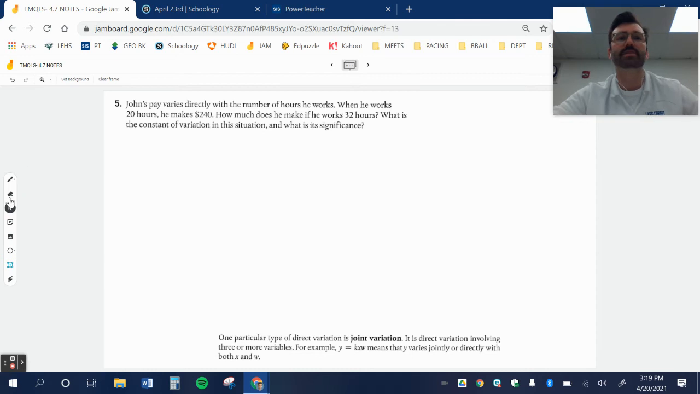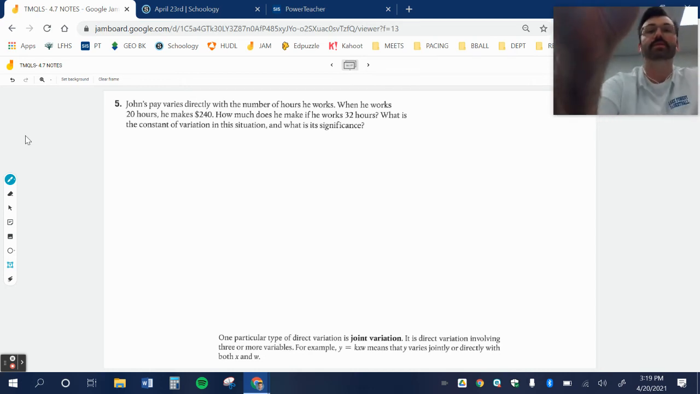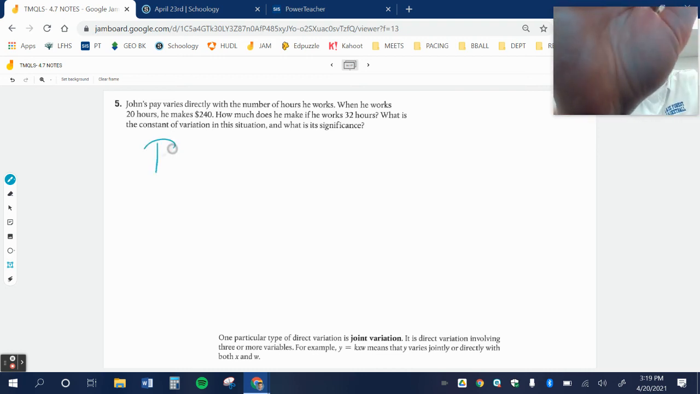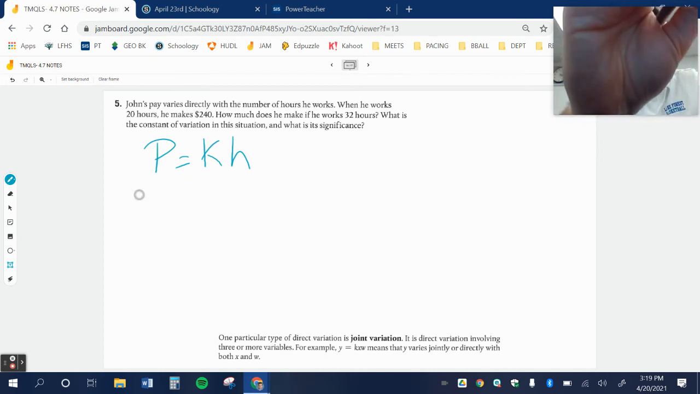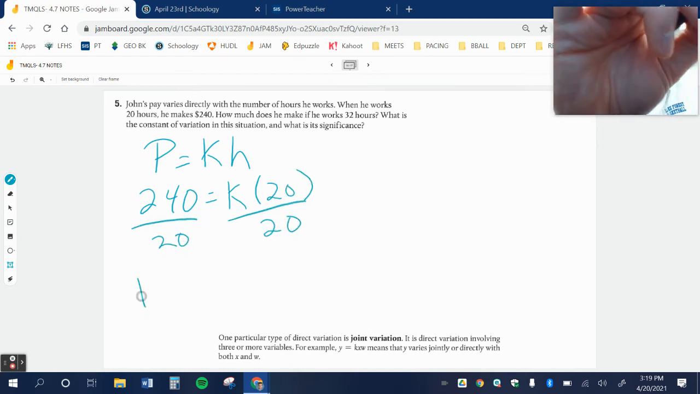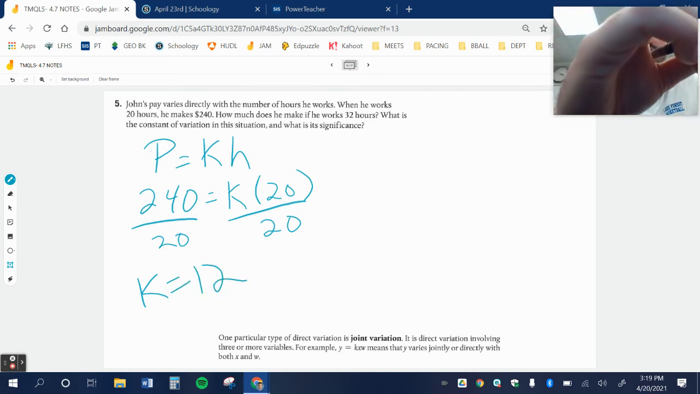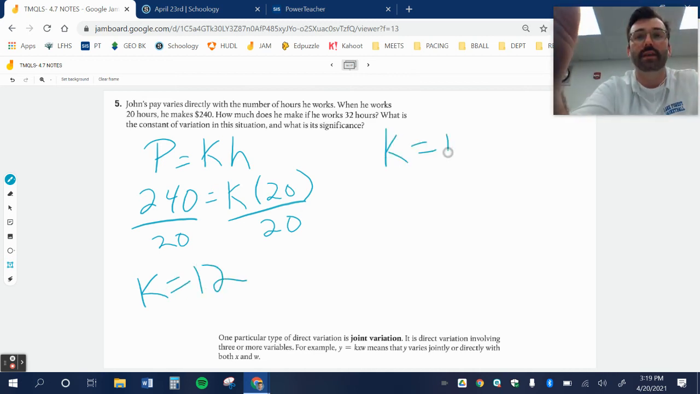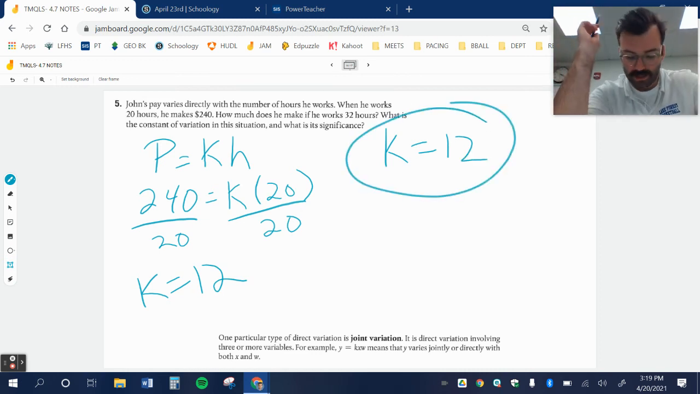All right, John's pay varies directly with the number of hours he works. When he works 20 hours, he gets paid $240. How much does he make if he works 32 hours? What's the constant of variation? Okay, so John's pay, so pay equals constant times hours. Well, if his pay is 240 and the number of hours he works is 20, let's find our multiplier. K equals 12. So what is the constant of variation? K equals 12. Boom. What is its significance?